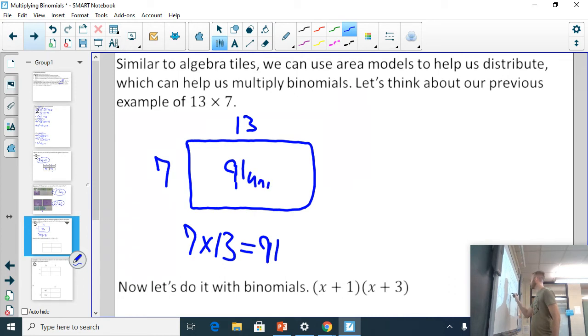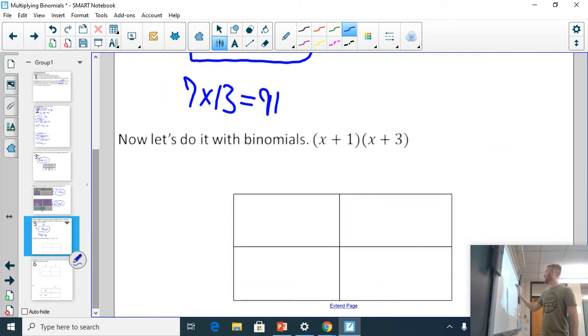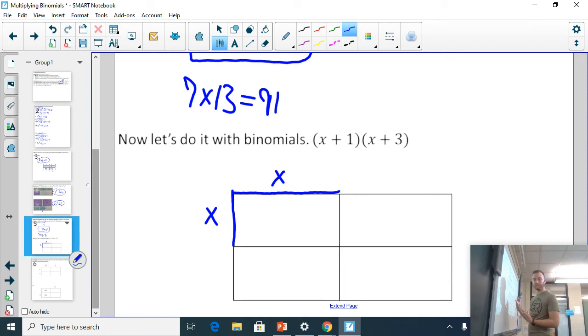So you know that the area of this would be 91 units squared, whatever the units are. We'll notice when we multiply them, right? Because that's what we did. The multiplication is the area of this rectangle. So we're going to do the same thing with binomials. If we said arbitrarily, if this length right here was x, and this one was also x, it's not to scale, otherwise it would be a square, right? We're just saying that.